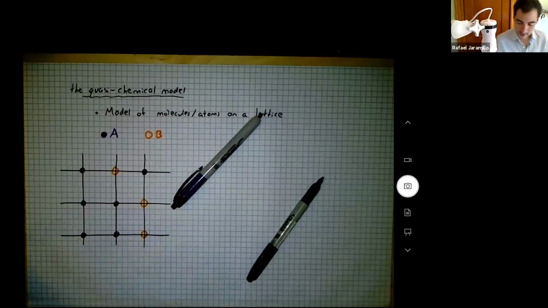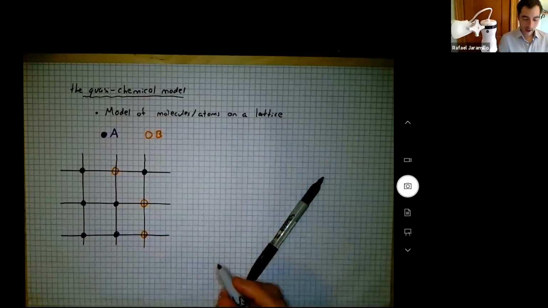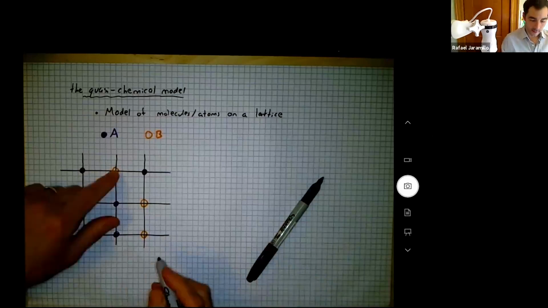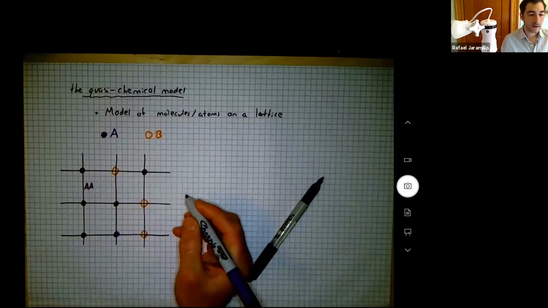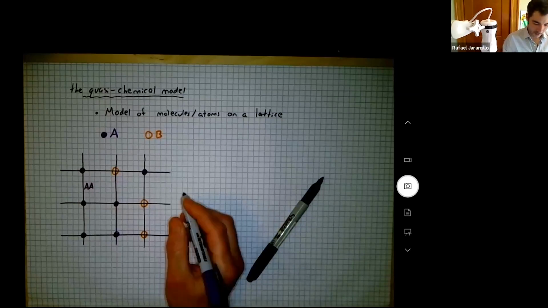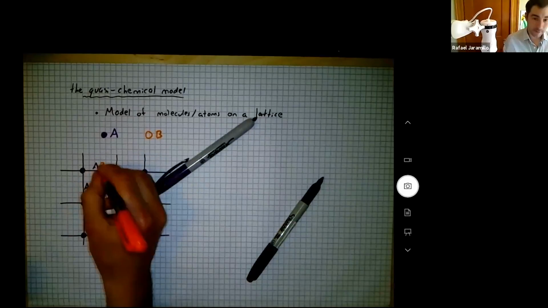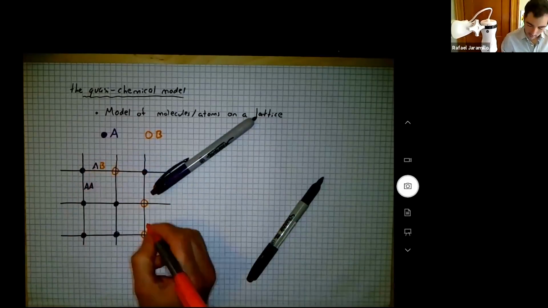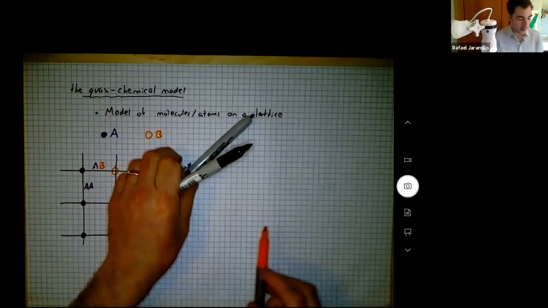It's really nice. Anyway, so here we have atoms on a lattice, and the bonds are the lines connecting them. So this is an A-A bond. It's a bond between two A's, right? This here is an A-B bond, and over here is a B-B bond. So that's the model, and we're going to add up the bond energy.